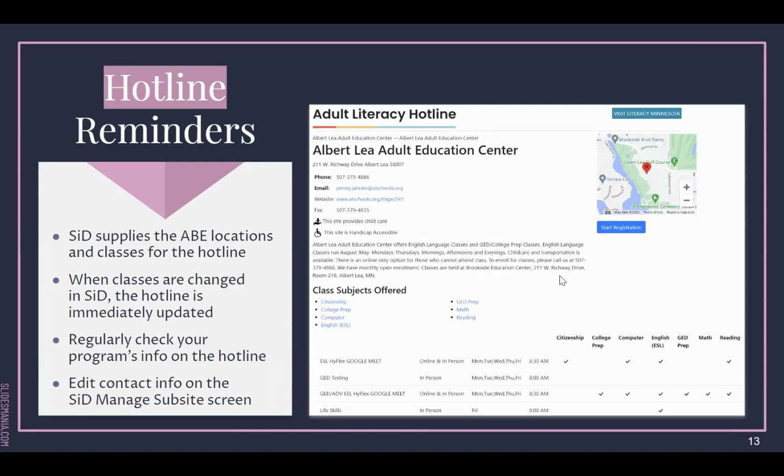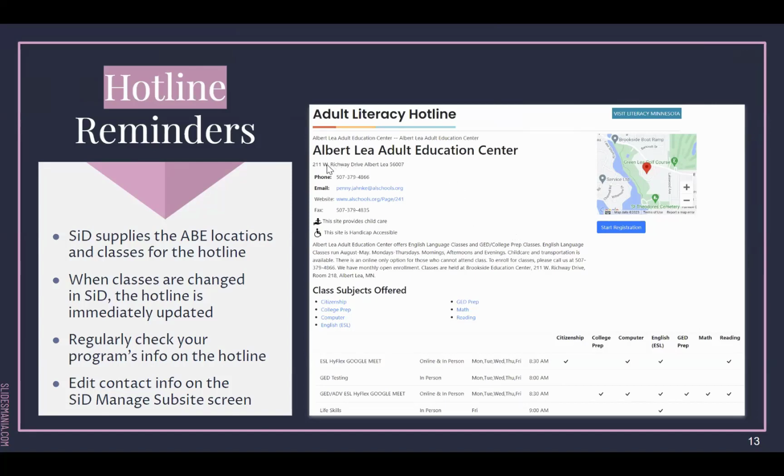So if they get to this program, this Albert Lea is an example, all those classes that I talked about on the previous report, the ones that are visible on the hotline, are going to be listed here with just some basic info. This is not for the student to actually sign up for the class. It's just for them to get a sense of what classes are offered. You can see the content areas. Whatever you tagged for the class will show up here. All of that comes from SiD and it comes live. So when you make changes to classes, that info is going to change here on the hotline.